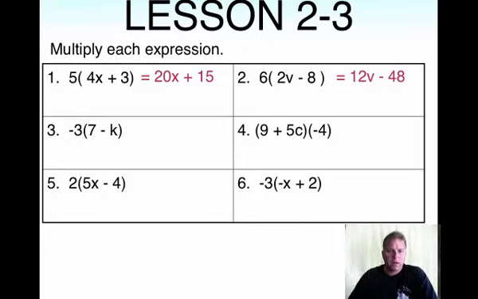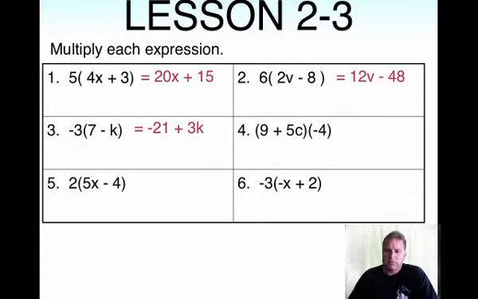Number 3, negative 3 times the quantity 7 minus k. So you're multiplying by negative 3, and you're multiplying a 7 and a negative k, or a minus k. Negative 3 times 7 is negative 21, and a negative 3 times a negative k is a positive 3k. A negative times a negative is a positive. You can't really do anything with the 3 and the k, so you leave it as 3 times k.